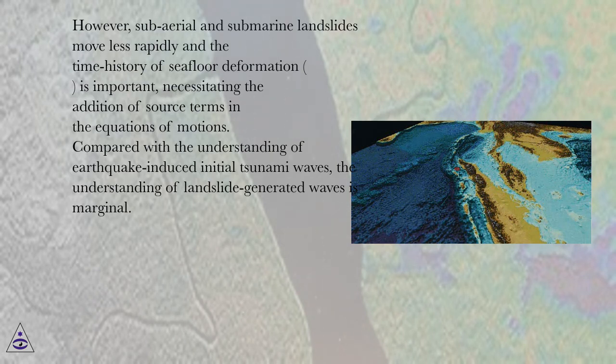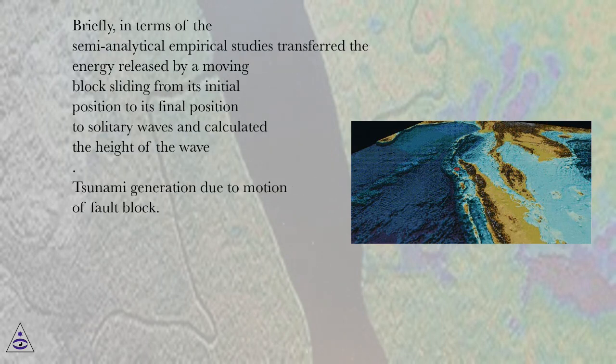Compared with the understanding of earthquake-induced initial tsunami waves, the understanding of landslide-generated waves is marginal. Briefly, in terms of the semi-analytical empirical studies, researchers transferred the energy released by a moving block sliding from its initial position to its final position to solitary waves and calculated the height of the wave. Tsunami generation due to motion of fault block.